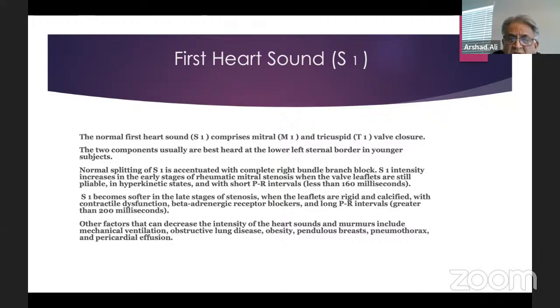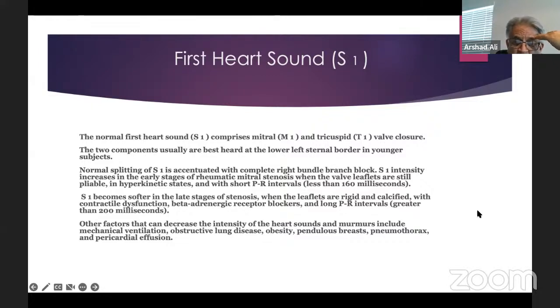Now, there are certain conditions that will accentuate the splitting, and you can maybe auscultate both components separately. One of them is right bundle branch block. What it does is it increases the time difference between the M1 and T1. And then in certain abnormal conditions like rheumatic mitral stenosis, the leaflets are still pliable and in a hyperkinetic state. And then with a short PR interval, if it's less than 160 milliseconds, you may actually hear the splitting.